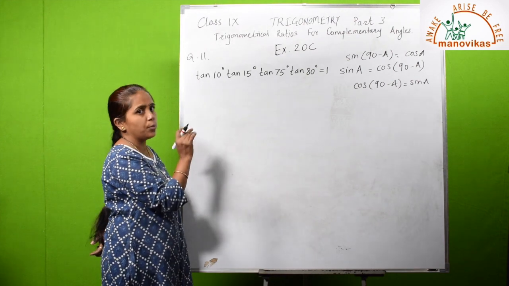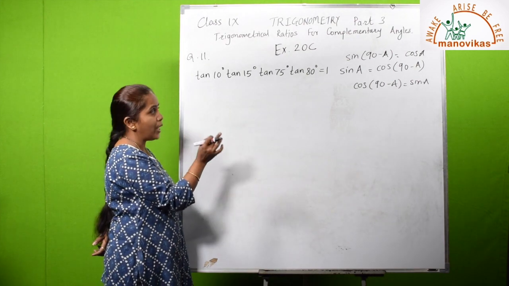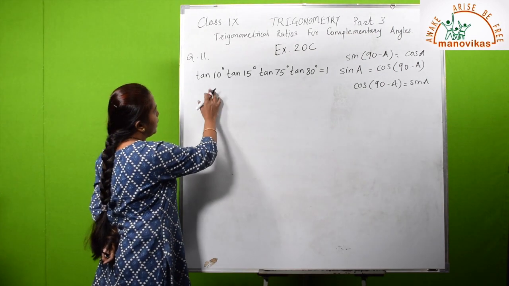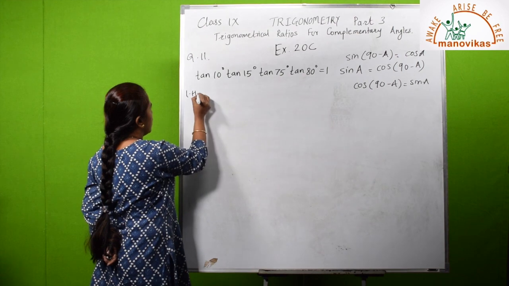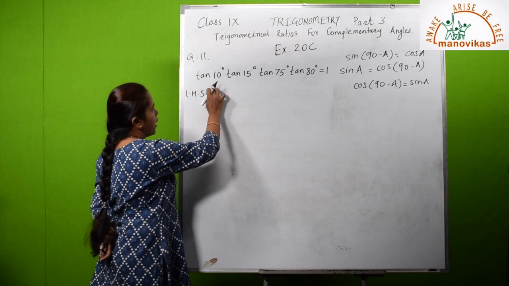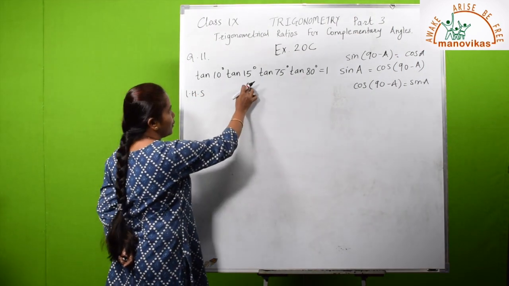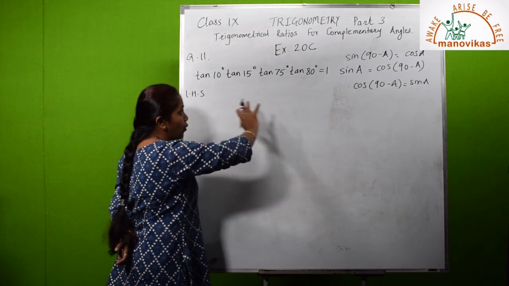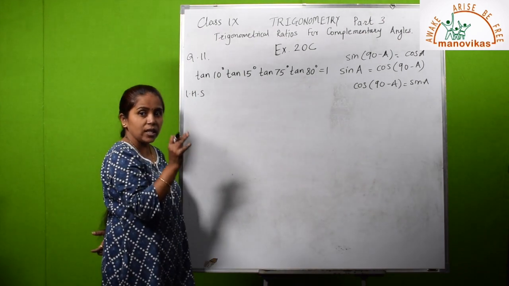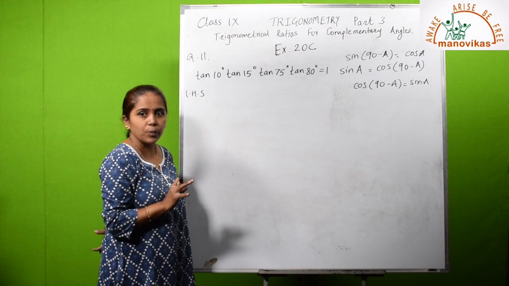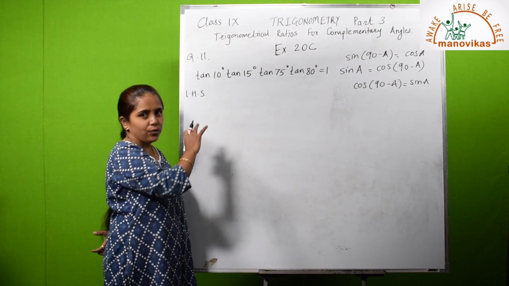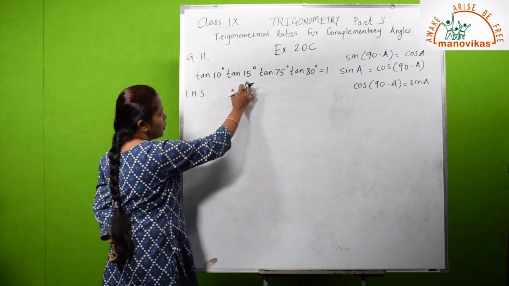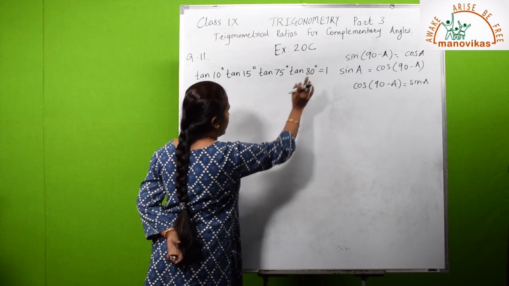Now next, question number 11. Without using the trigonometric table, we have to prove this relation. Now here again in the LHS there are 4 terms: tan 10 degree, tan 15 degree, tan 75 degree and tan 80 degree. Out of the 4 angles, we have to see which two angles are complementary, and according to that we have to change the LHS.